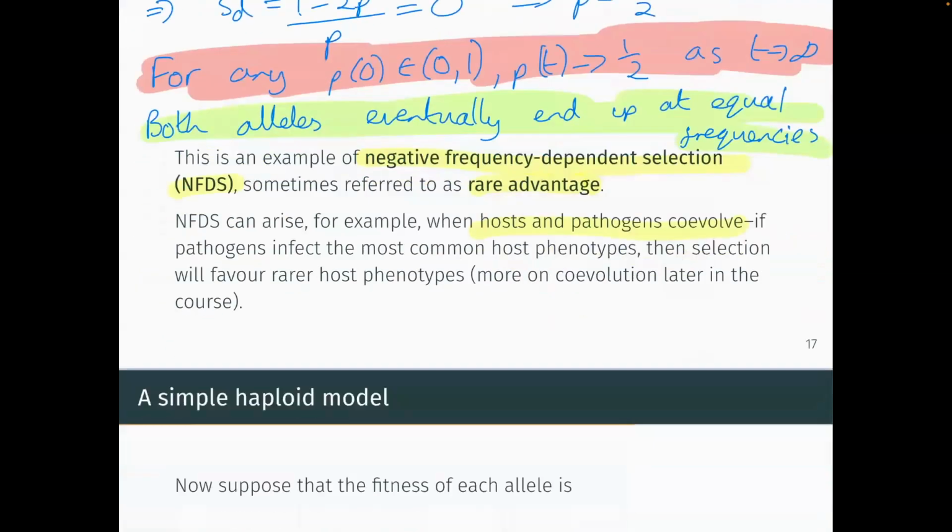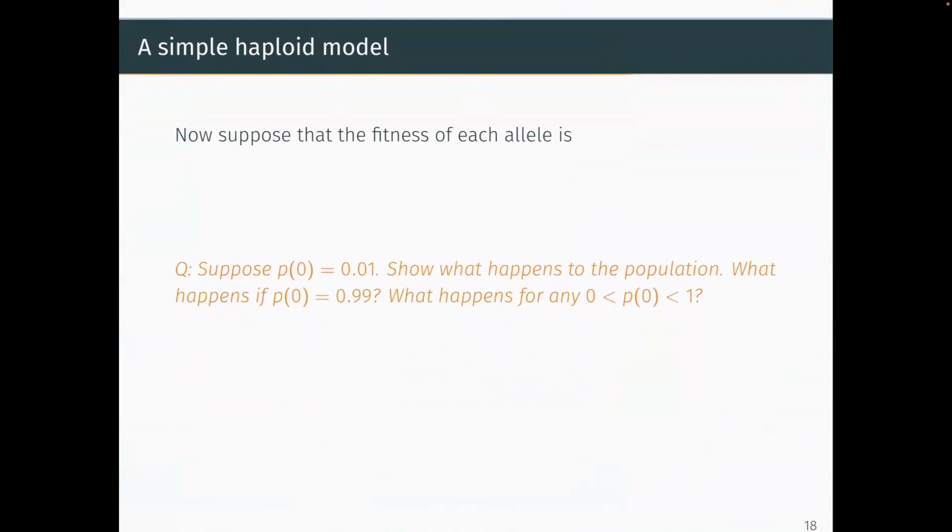Okay, let's think of a slightly different example now. Again, we're still talking about frequency dependent selection. What if we reverse things? Now the fitness of our A allele is going to equal p, and the fitness of our little a allele is going to be 1 minus p. I won't give you the selection differential, or selection coefficient, this time; I'll leave you to work that out. Have a go at essentially doing the same thing, working out what happens in the long term.